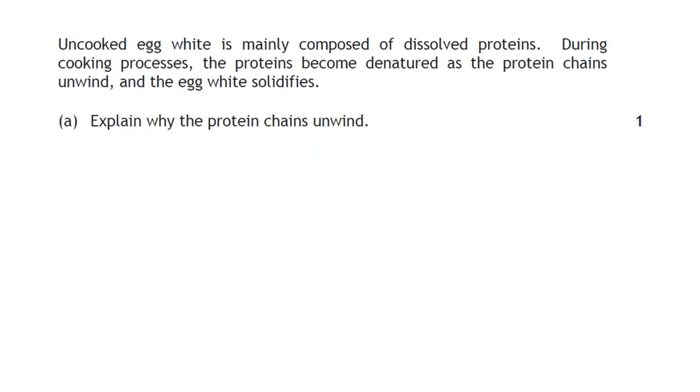Pause the video and have a go at this question. So this question is saying that during cooking processes, the proteins become denatured as the protein chains unwind and the egg white solidifies. Explain why the protein chains unwind. Well, the reason they're unwinding is because you're breaking the hydrogen bonds or intermolecular forces. So that would get you the answer.